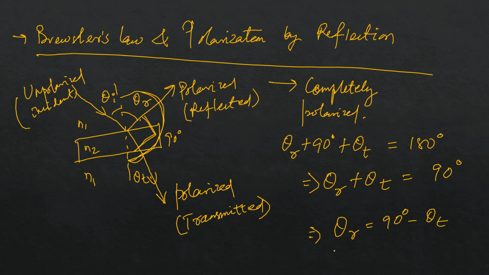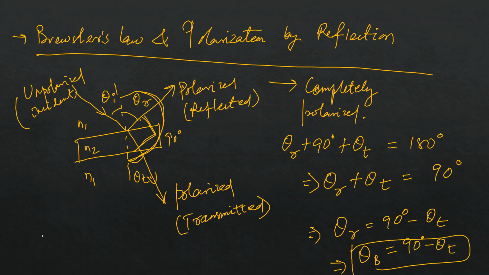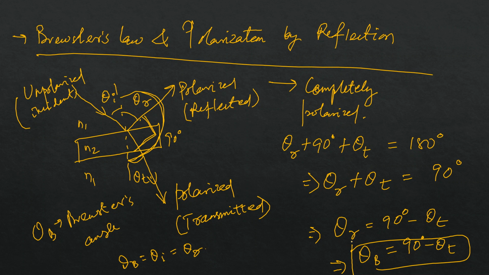This theta r is called theta b, Brewster's angle. Theta b is called your Brewster's angle. It's equal to theta i is equal to theta b. So we can write theta b is equal to 90 degrees minus theta t, that is pi by 2 minus theta t.